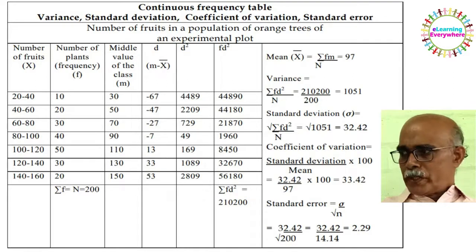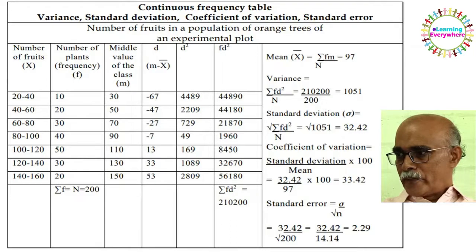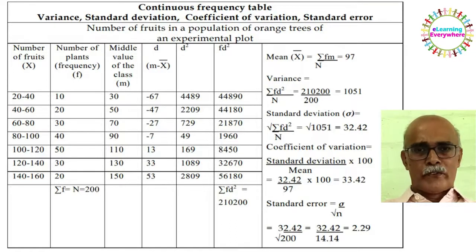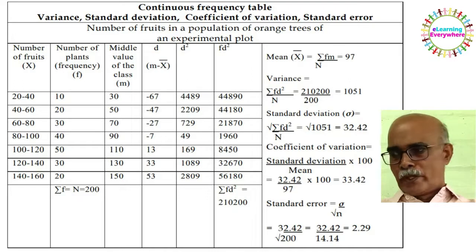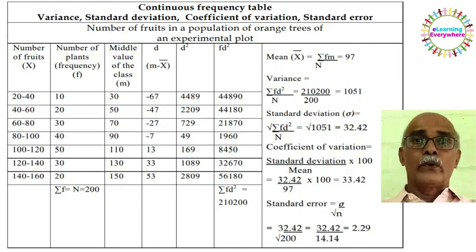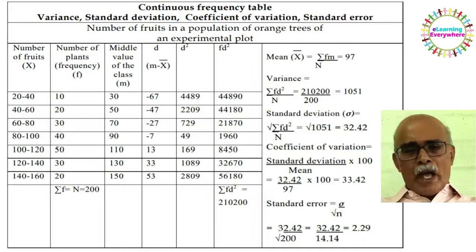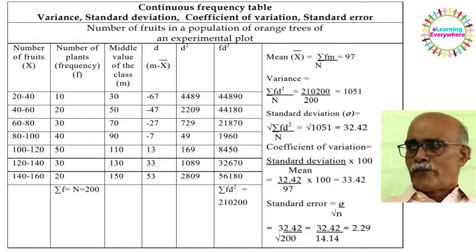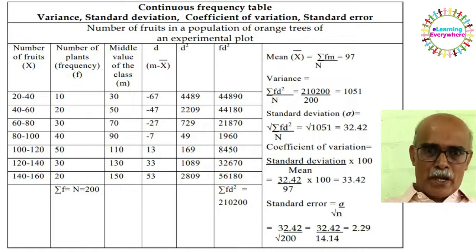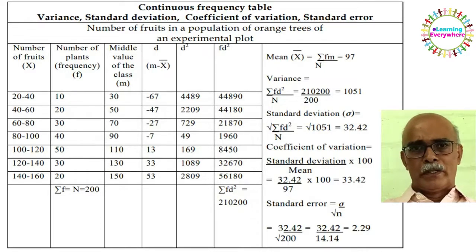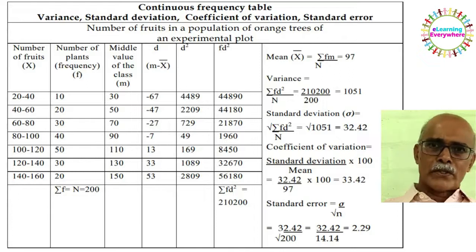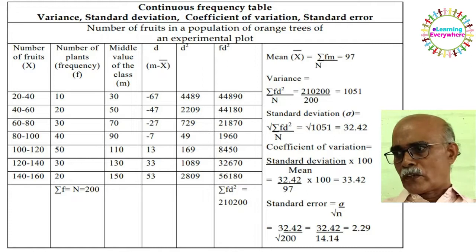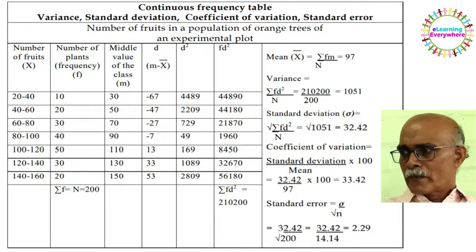And here also the first step is to calculate the value of n. You have to find out sigma f to find out n, and n in the given distribution is 200. And since it is a continuous frequency distribution, you have to find out the middle values of each class. So you are finding out the middle value of each class and giving them in the next column. So the middle values of all the classes are calculated now.